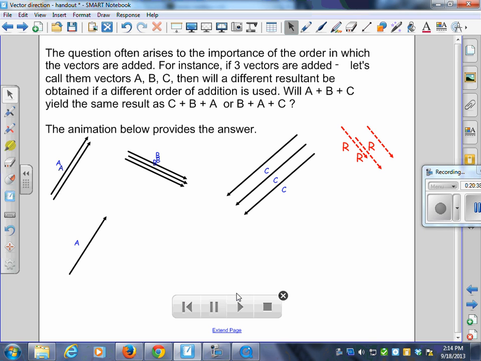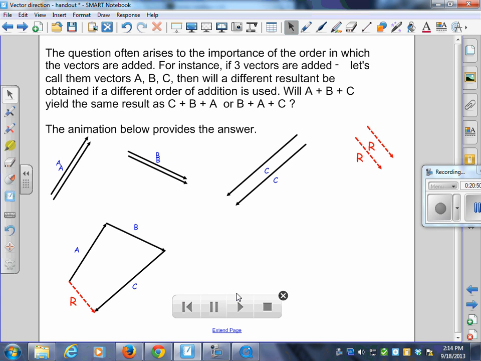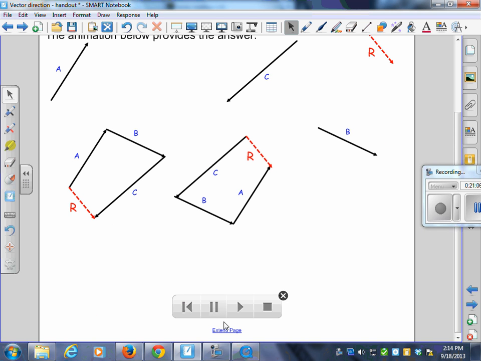A plus B plus C. Where's the resultant? There it is. Now, if I go C plus B plus A, see how I put them tip to tail? What? No, it's not. No, not again. No, not there. It's not going to work. No.